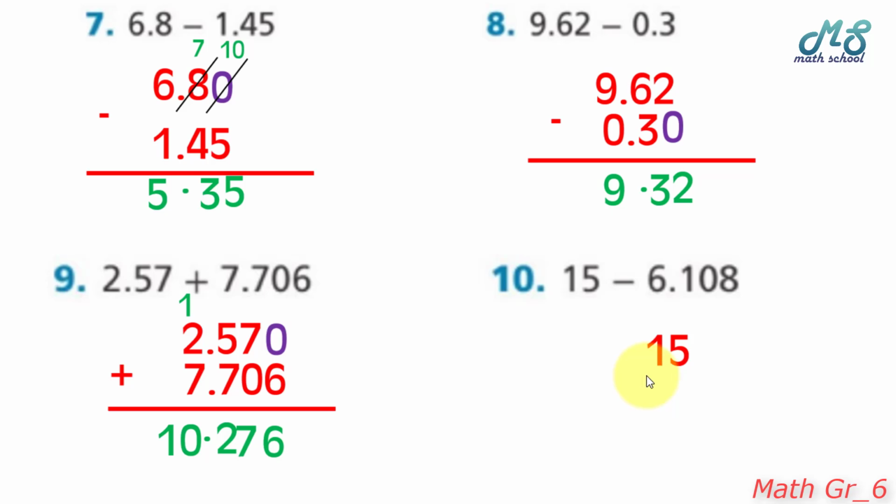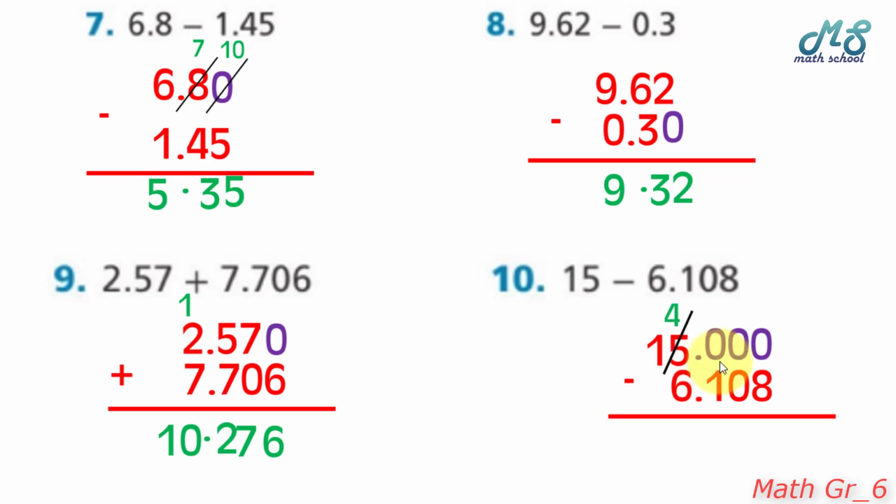Next, 15 minus 6.108. 15 is a whole number, so you have to write it as a decimal. We can write it as 15 point 3 zeros. Equate the decimal places. Now we can subtract. By regrouping, cut 5 and write 4. Cut the 3 zeros. You can write 9, 9, 10.